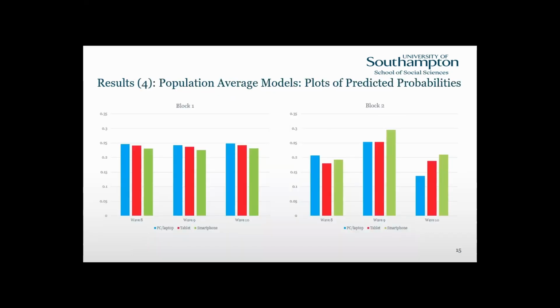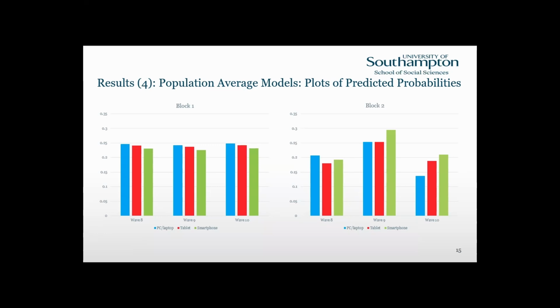So here are plots of predicted probabilities for our two final models, for block 1 and block 2. Those probabilities are obtained for people aged 20 to 29, white ethnicity with a degree, in a household with two adults and children, in paid employment, in the highest income quartile, living in urban areas. So for block one, we can see that the level of straight lining does not change much over time, and patterns are reasonably consistent by device.